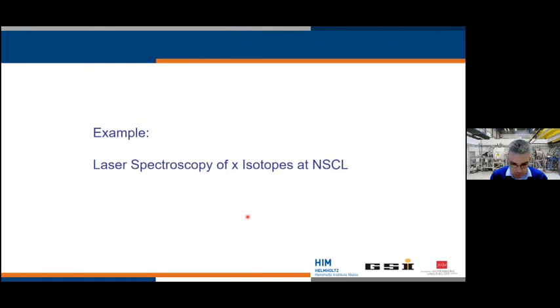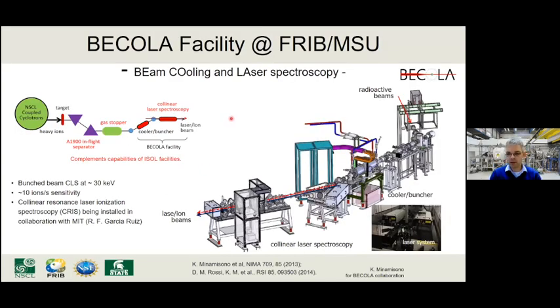I will very, very briefly just flash this because I'm already a little bit late in my timing. I just wanted to briefly mention that also meanwhile, you can use laser spectroscopy on particles from projectile fragmentation. So at the NSCL or in the future at FRIB, they will produce fragments from beams at, let's say, 100 to 400 MeV per nucleon or something like that. And then they have a gas stopper in which these particles are slowed down, extracted as ions, and then in this BECOLA cooler buncher, they can provide it for collinear laser spectroscopy.